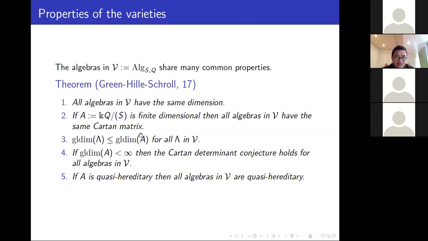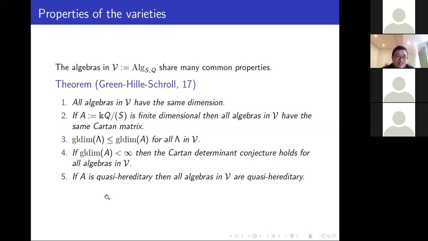Okay, so this looks very interesting, right? In order to check the Cartan determinant conjecture, it's enough to look at the variety starting with the monomial algebra whose global dimension is infinite. By the Cartan determinant conjecture, I mean the statement that for a finite dimensional algebra with finite global dimension, the Cartan matrix has determinant 1. Okay.